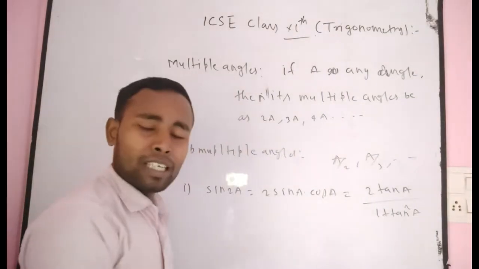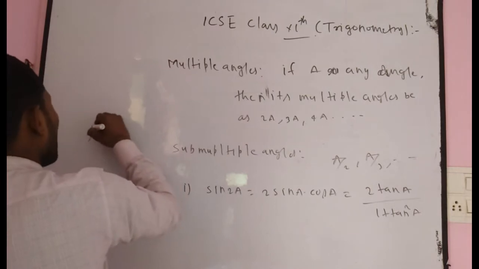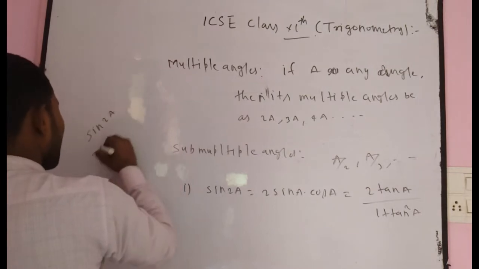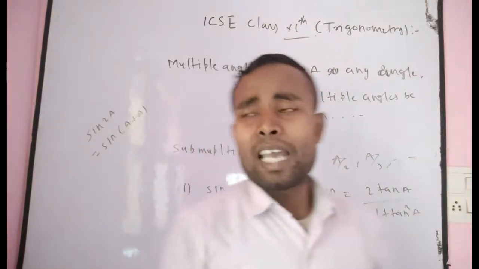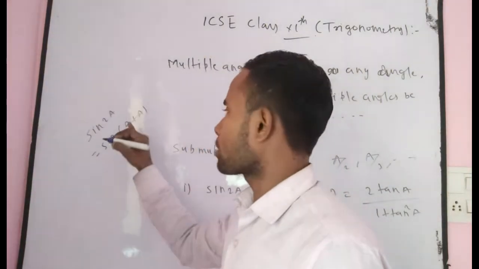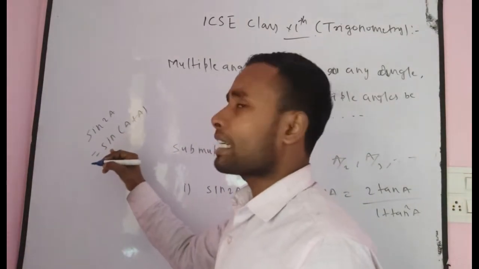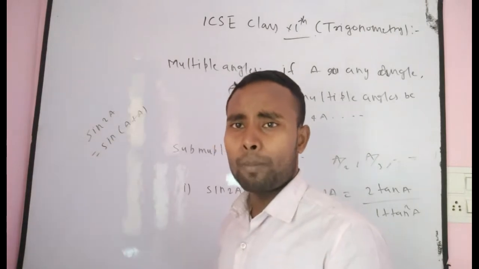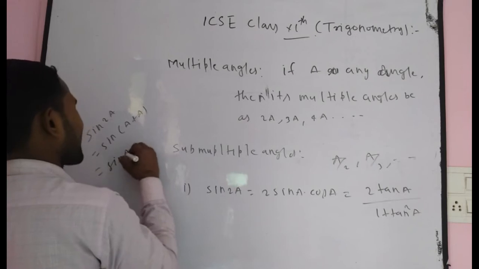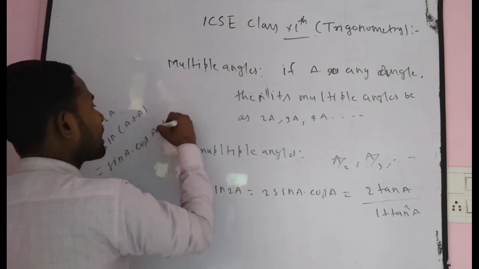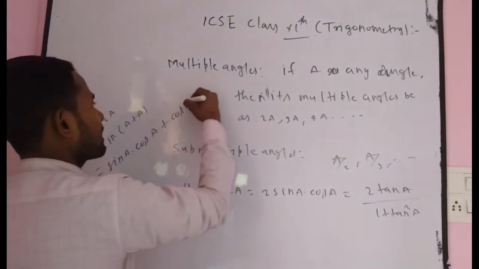About this formula I have already proved it, but further I want to tell you, as you know that sin 2A can be written using the compound angle formula as sin (A plus A). If you suppose the second angle as B, then you can convert it to sin (A plus B). In that case, sin (A plus B) will be sin A into cos B, and here B is also A, plus cos A into sin B.